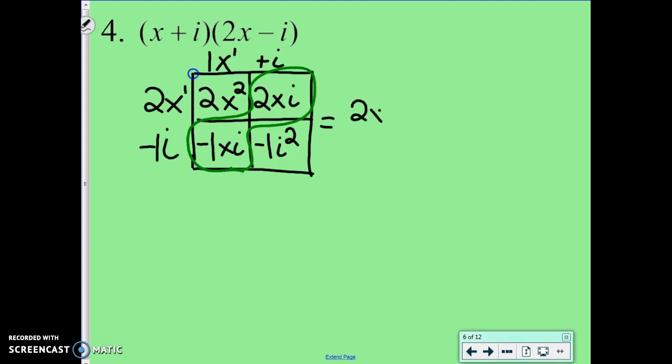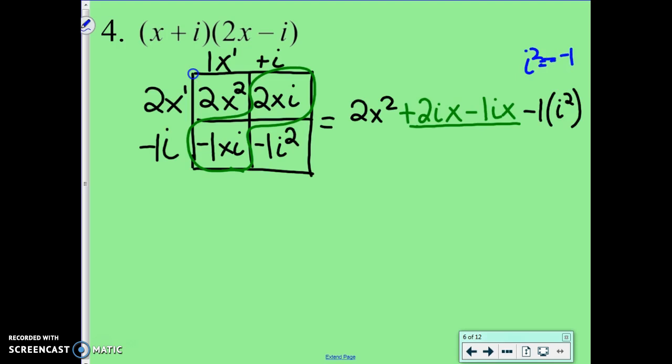So we end up with 2x squared. We're going to call it ix plus 2ix minus 1ix. I just switched around the order there. ix is the same as xi, but it's probably the better way to write it. And then finally I have minus 1 times i squared. Again, I remember that i squared is equal to negative 1. So I'm going to substitute that in for i squared.